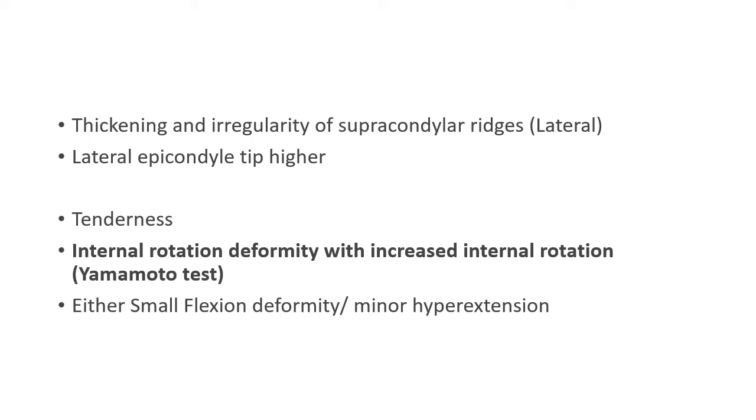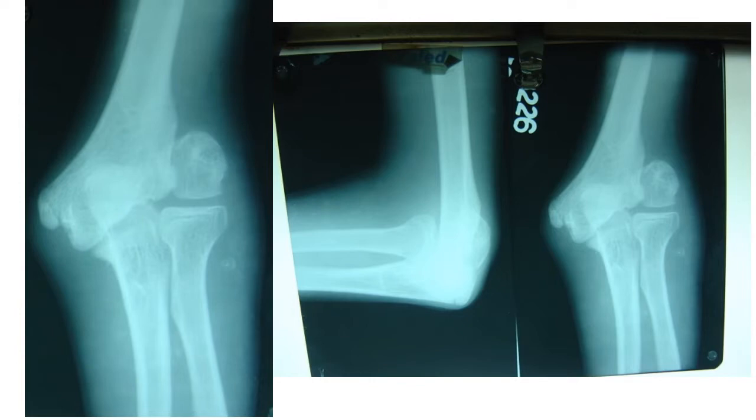Other findings include thickening and irregularity of the supracondylar ridges. Mainly the lateral supracondylar ridge is affected. The medial supracondylar ridge is not thickened or irregular because it is not involved in the fracture. There may or may not be tenderness at the point of the lateral condyle. Internal rotation may or may not be increased, and there may be a small flexion deformity or some minor hyperextension. That is what you would see generally in the X-ray.